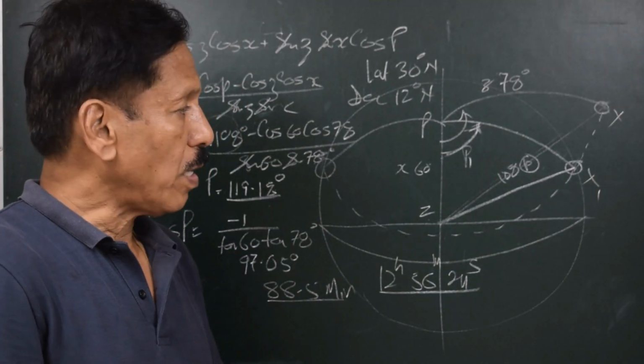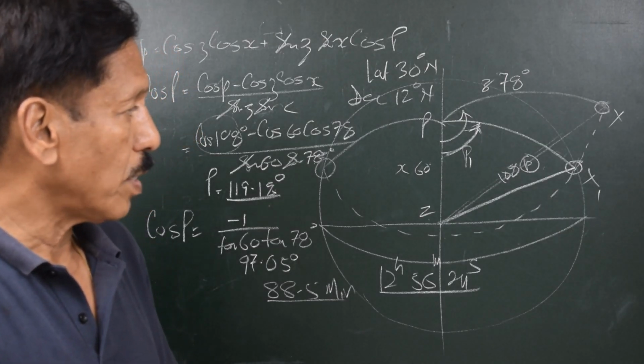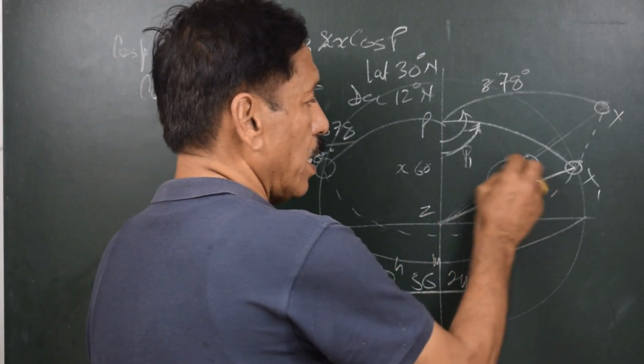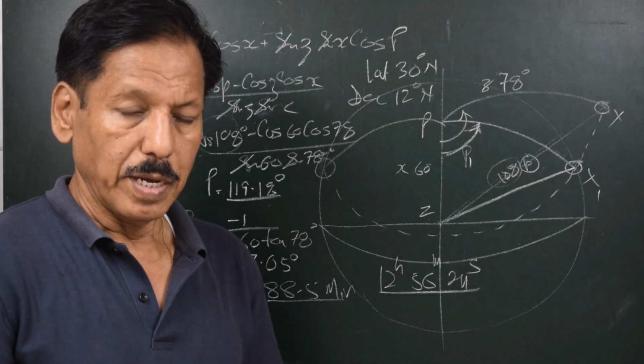If I had to find the duration of nautical twilight, I would have done a similar calculation, but I would have used this side initially as 102 degrees and then as 90 degrees. I would have got the duration of nautical twilight.